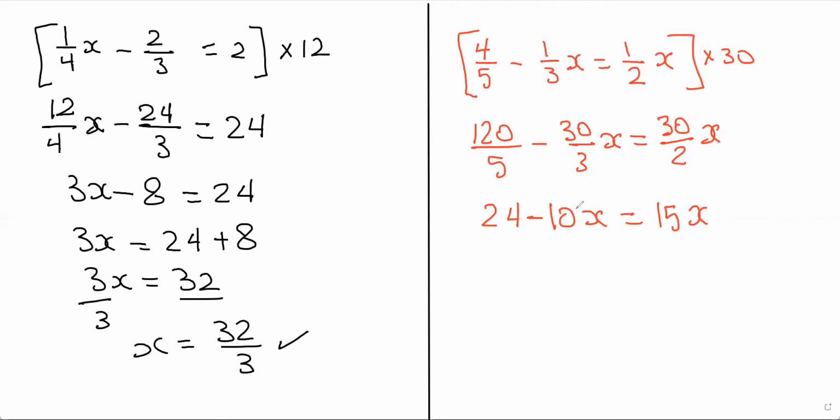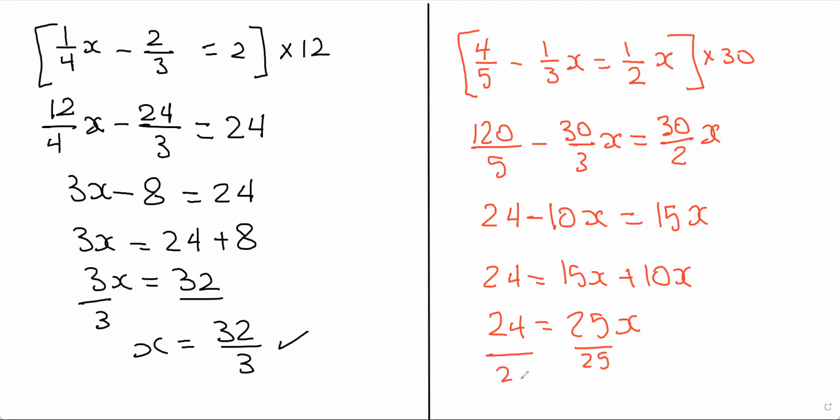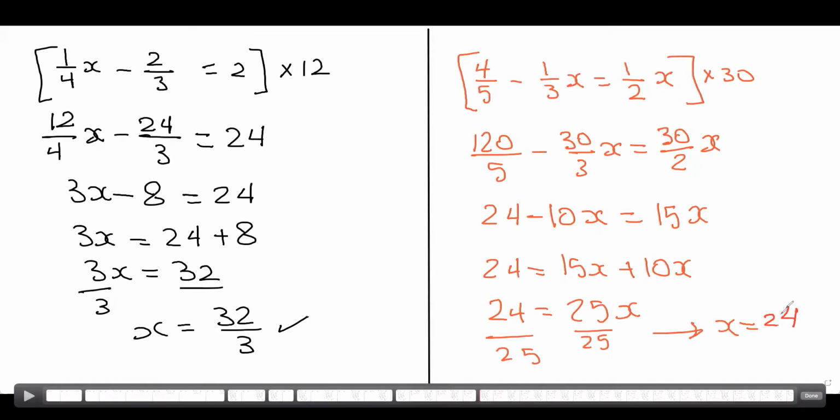Now I want to bring the x's together to one side. So I'm going to move that negative 10x to the other side. When we move that negative 10x to the other side, it becomes plus 10x. So it'll be 24 equals 15x plus 10x, or just add 10x to both sides if you like doing it that way. 24 equals 25x. If you want to isolate the x, you divide both sides by 25. And therefore you get x equals 24 over 25. And that is the right answer.